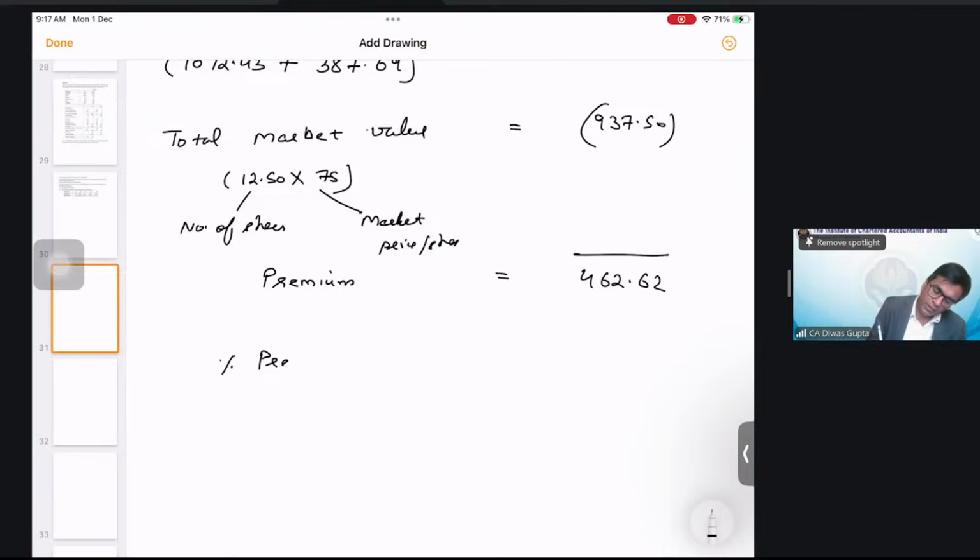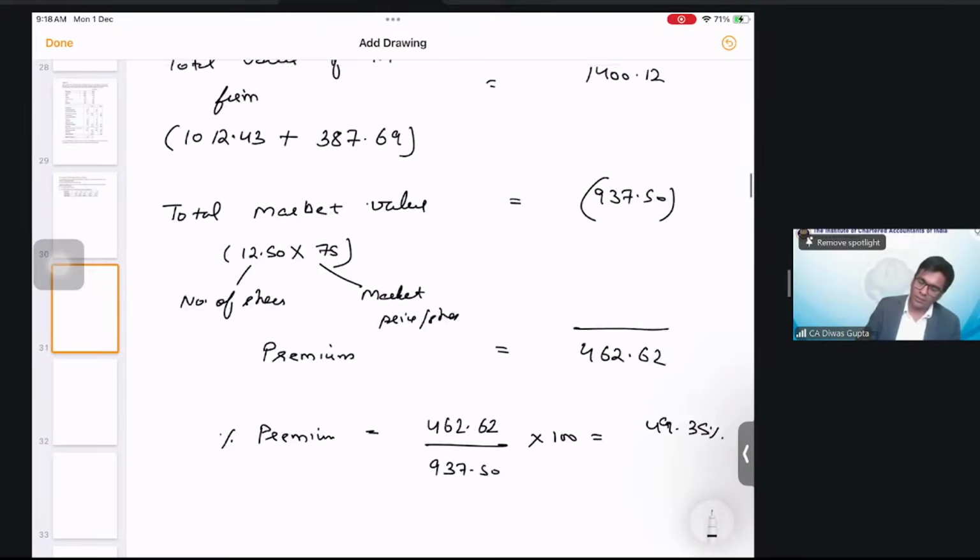So the percentage premium is 462.62 divided by 937.50 into 100, which is equal to 49.35%. Okay, so this was the first part, students.